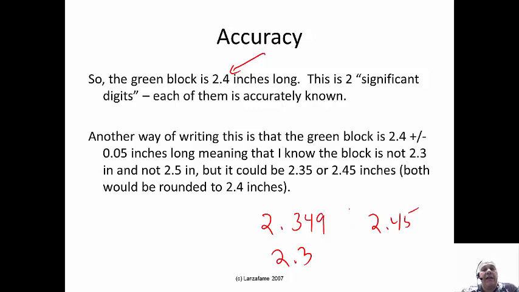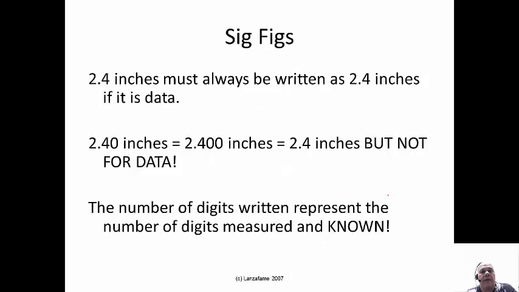So in fact, what I'm saying when I write 2.4 inches is that I know this object to be somewhat higher than 2.35 inches and somewhat lower than 2.45 inches. And so by writing the number this way, I not only indicate the magnitude of the number, I also indicate how accurately I know the number. 2.4 inches needs to be written as 2.4 inches if it's data, because it's important that only measured quantities be recorded.